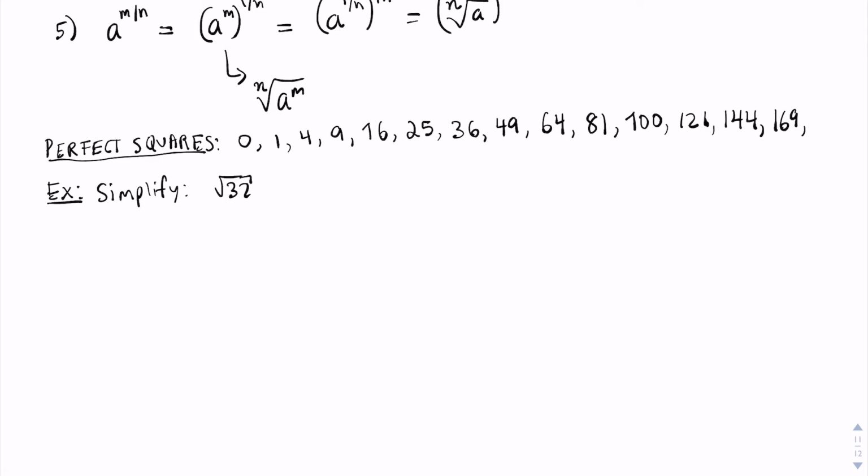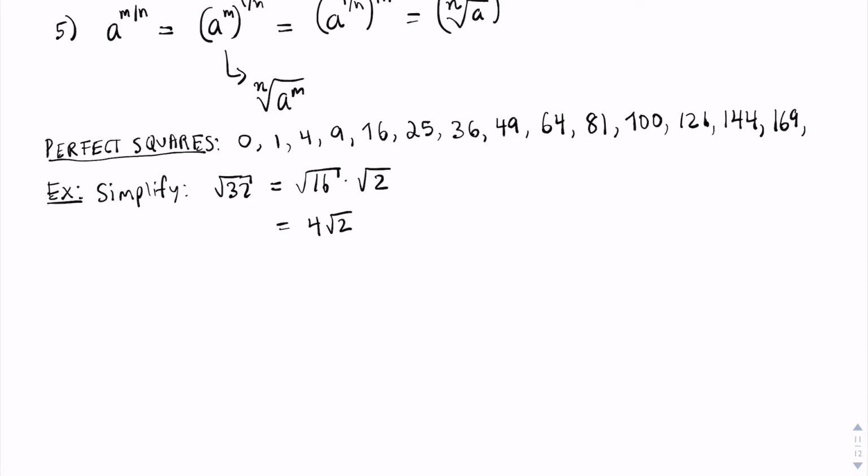16 times what gives you 32? 2. So we're going to break this up into the square root of 16 times the square root of 2. That's what's going to make up 32. But what is the square root of 16? 4. So this will be nothing more than 4 square root of 2.